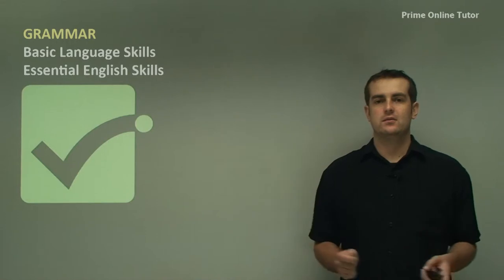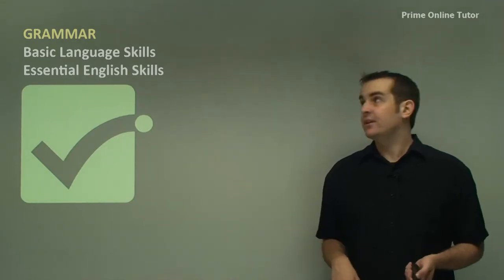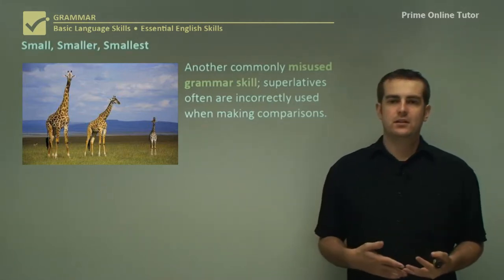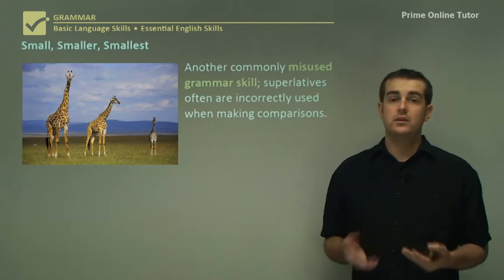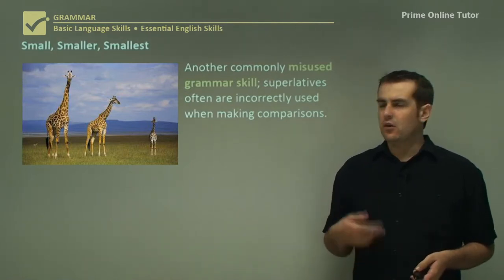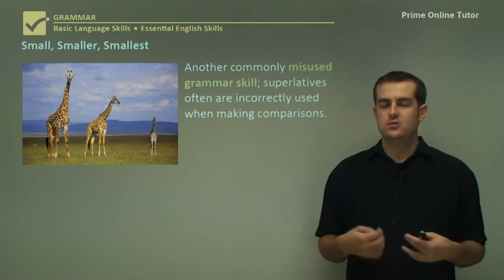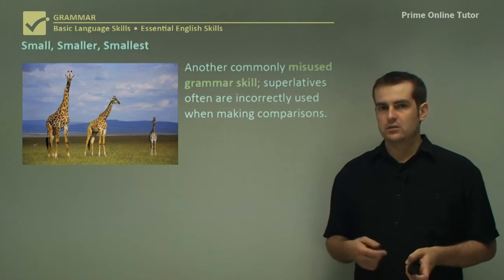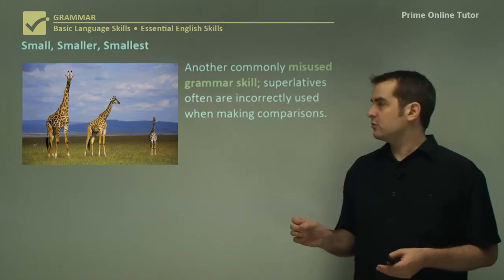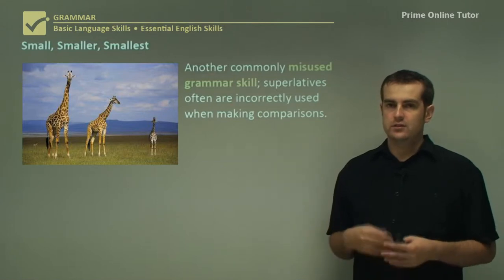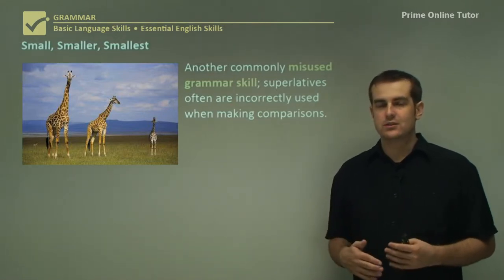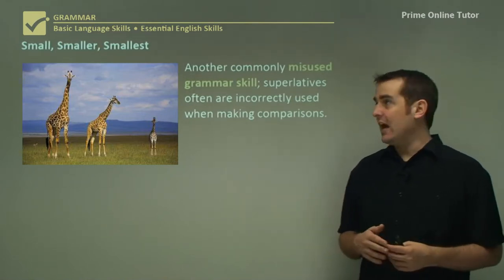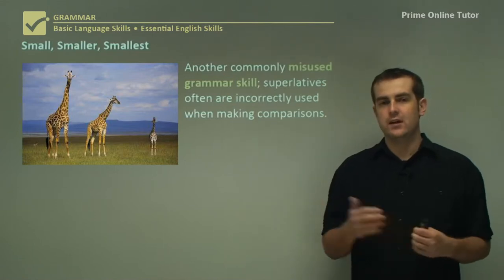Looking at superlatives. Now what are superlatives? Well, let's just start with an example. Small, smaller, smallest. Superlatives are basically another commonly misused grammar skill. They're often incorrectly used when making comparisons, the sort of direct comparisons you're making when using superlatives. You've got the difference between small and smaller, which is the ER form, which basically just means that you're comparing one to be greater or lesser than the other. And then you've got smallest, which means it's the other extreme.